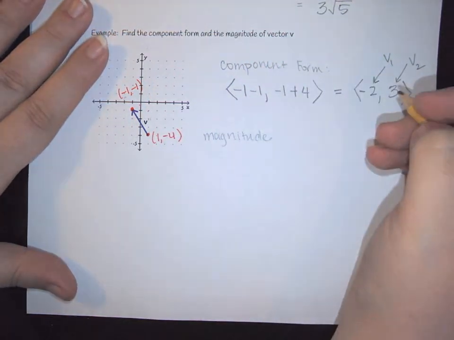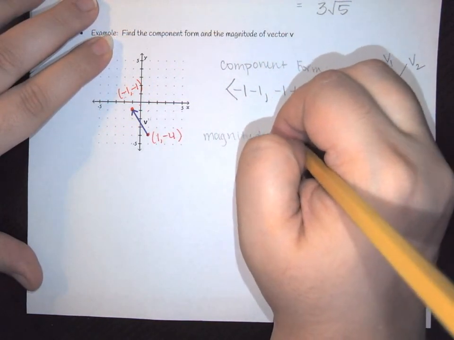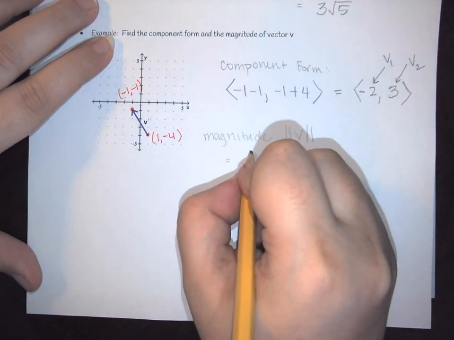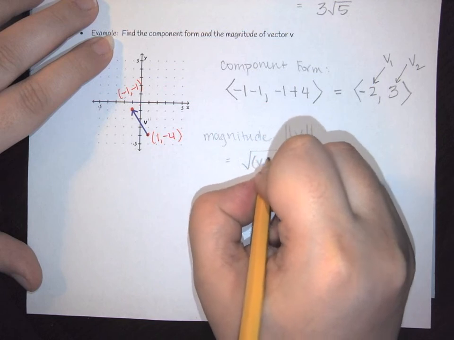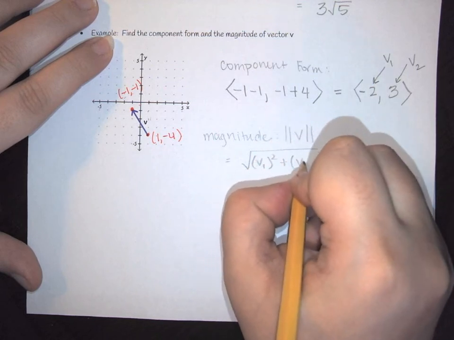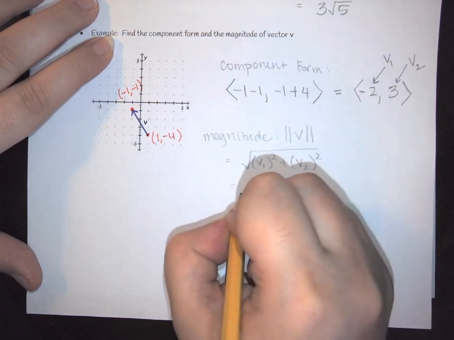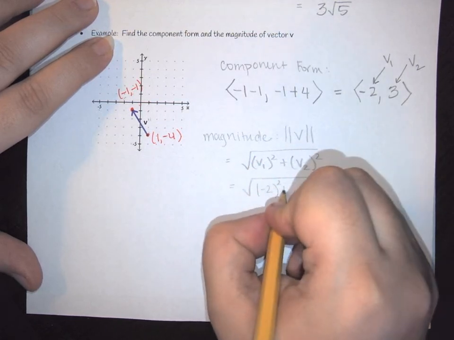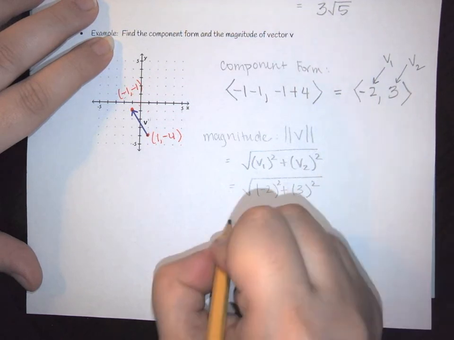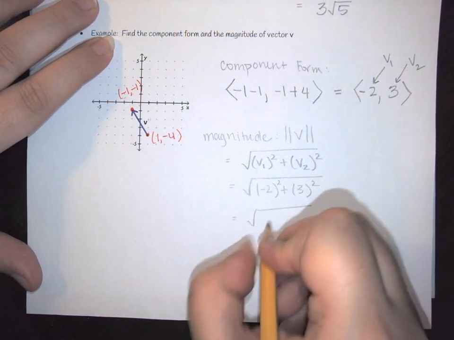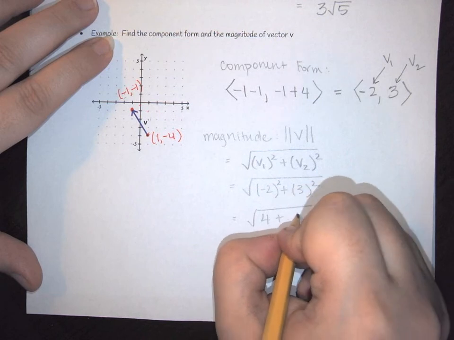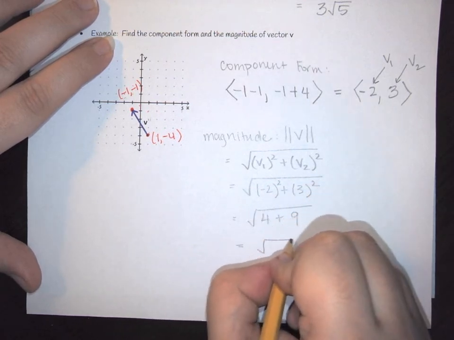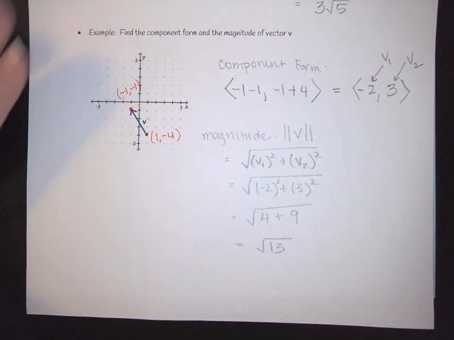My magnitude again says that I'm going to do the square root of V1 squared plus V2 squared. So this is the square root of negative 2 squared plus 3 squared. This is going to be 4 plus 9, which is going to equal the square root of 13.